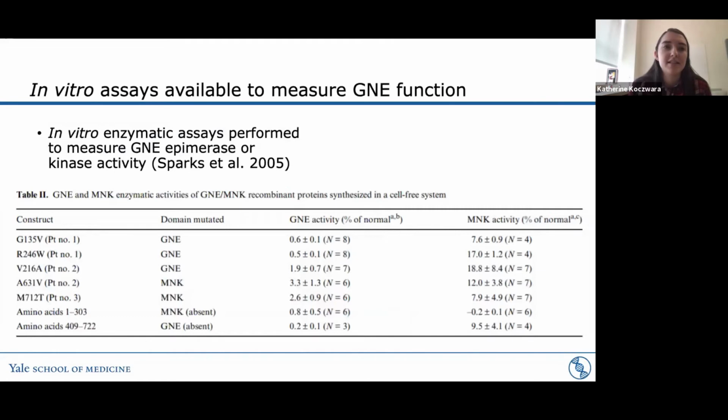First I'd like to discuss some of the assays that have been previously used to measure GNE function. These are in vitro enzymatic assays, so they're not performed within the cell. And they can be used to measure the GNE enzymatic activity, so either the epimerase or the kinase activity. It's 2 functions. And there are many publications like this that have looked at the GNE protein itself in a cell-free system, looking to see how different mutations in the gene affect the activity levels of the various domains.